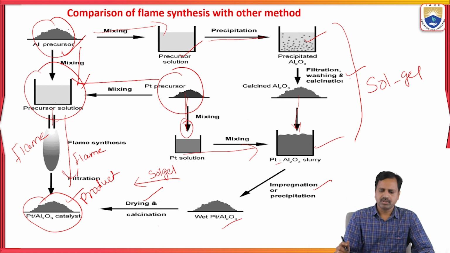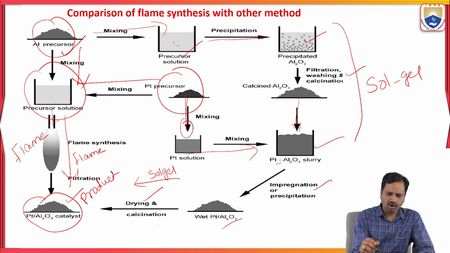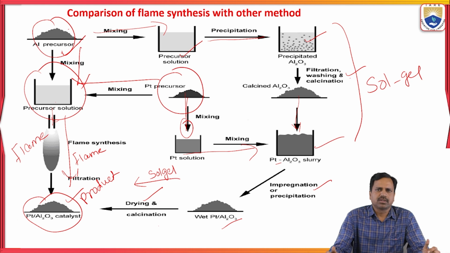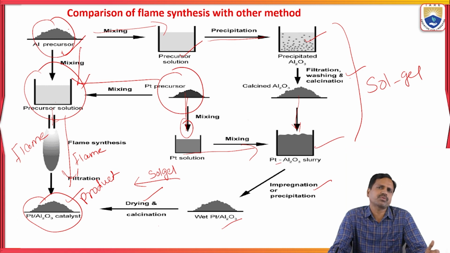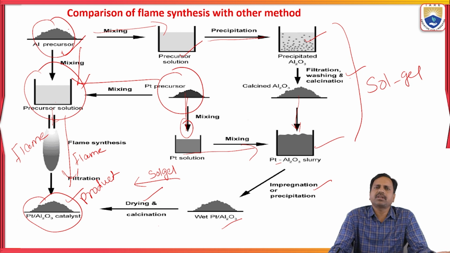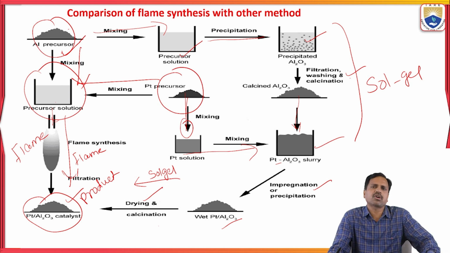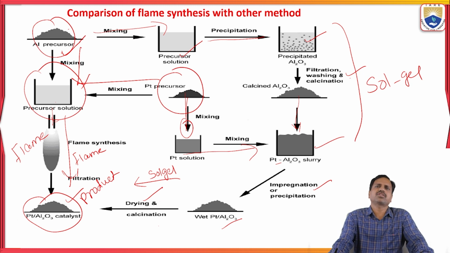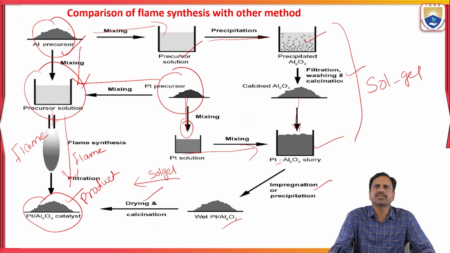Okay, so we can avoid all these steps. What steps can we avoid with the flame synthesis method? The flame synthesis method directly synthesizes the nanomaterials. Suppose you want to synthesize nickel: nickel can be dissolved in a suitable solvent and directly injected into the flame, and we can collect the nanoparticles. If we take the same procedure, the same nickel nanoparticles have to be synthesized in the sol gel method in several steps.